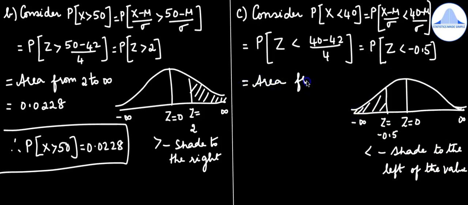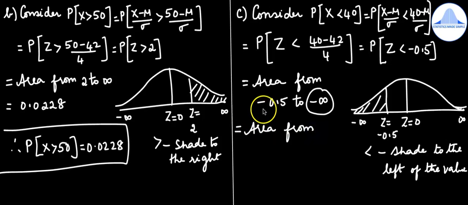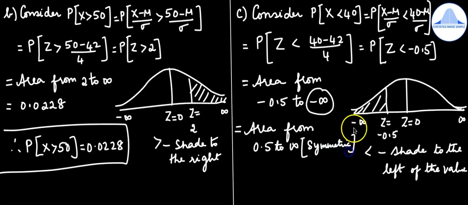So shade from minus 0.5 to minus infinity, and then you write it in words. This is equal to area from minus 0.5 to minus infinity. Now remember that we can find out the area from any number to infinity. Because it is minus infinity here, you have to rewrite the sentence as area from, it will change the sign throughout, it will become area from 0.5 to infinity. And what is the reason for this? Because it is a symmetric distribution.